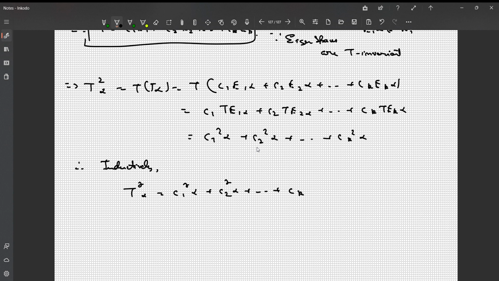So therefore, inductively, T to the power r of alpha is C1 to the power r alpha plus C2 to the power r alpha, and so on till Ck to the power r alpha. Right?